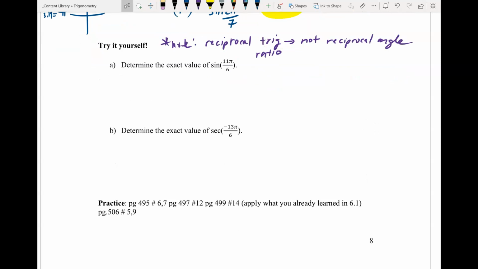So there are 2 questions there. You can try them on your own right now, and then when you're ready, press play and I'll give you the solution.